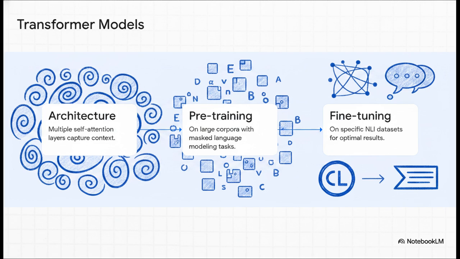BERT, for instance, uses a specific classification token, the CLS token, to generate a final mathematical representation of the sentence pair and ultimately deliver its verdict.